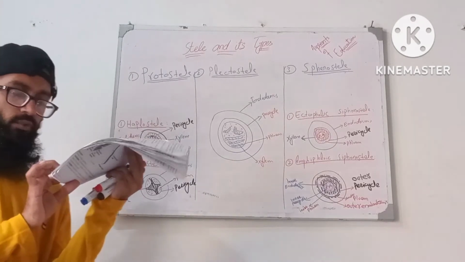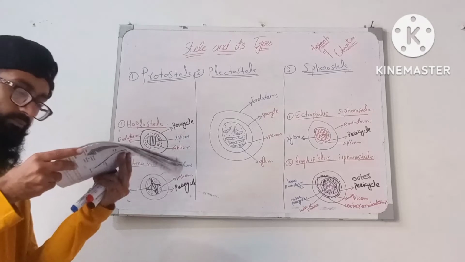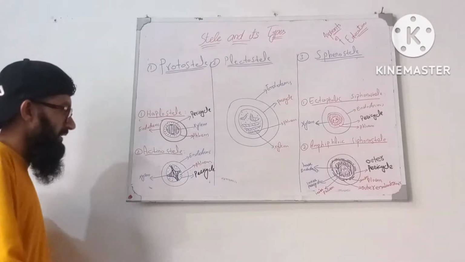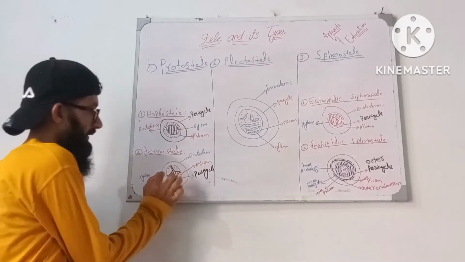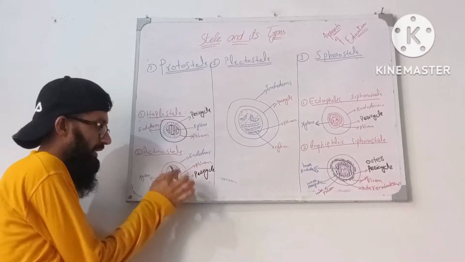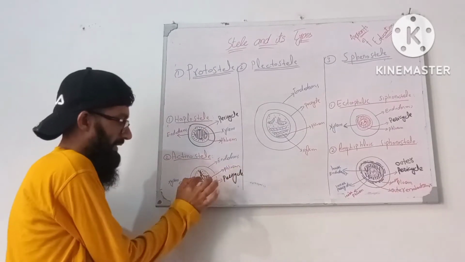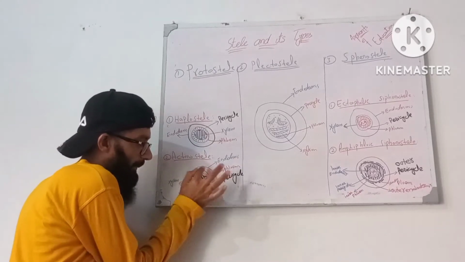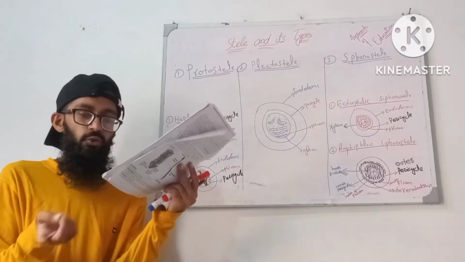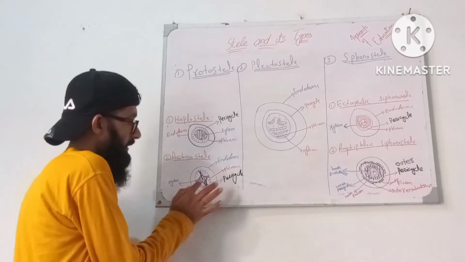In actinostele, the xylem has ridges and furrows, and the phloem is present within these furrows. This one is a ridge and these are ridges; this one is a furrow and these are furrows. The xylem has ridges and furrows, and the phloem is present within these furrows. Keep this in mind.